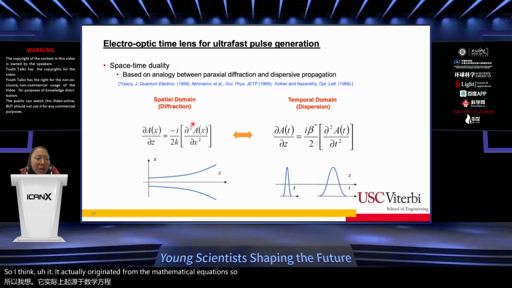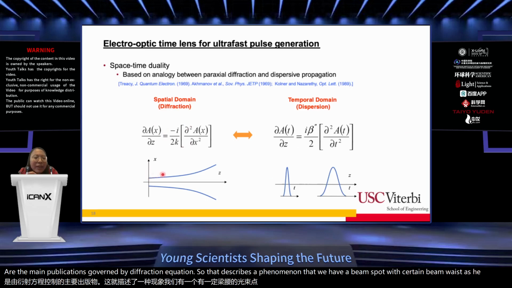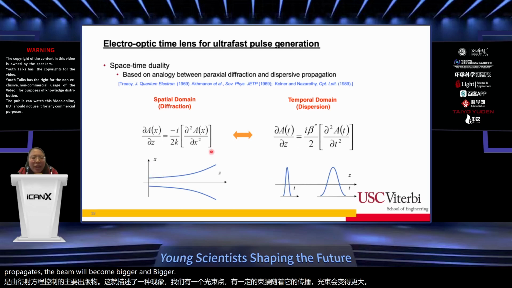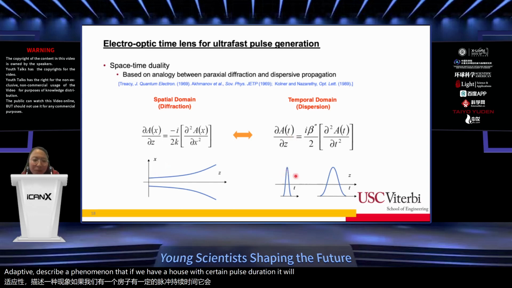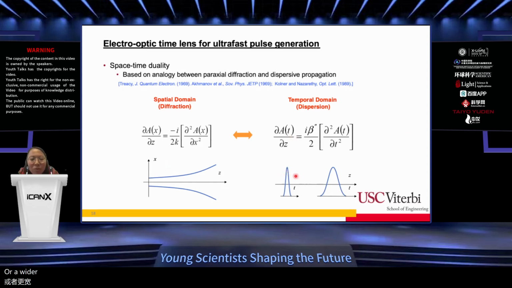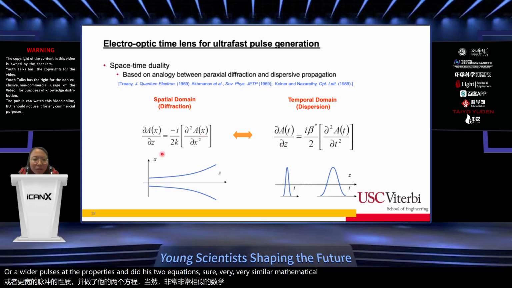We know that in the spatial domain, light propagation is governed by the diffraction equation. That describes a phenomenon where, if we have a beam spot with a certain beam waist, as it propagates, the beam will become bigger and bigger. And very similarly, we have the dispersion equation in the temporal domain, which describes a phenomenon where, if we have a pulse with a certain pulse duration, it will disperse into fatter or wider pulses as it propagates. And these two equations share very, very similar mathematical expressions, with just a different constant coefficient in front.